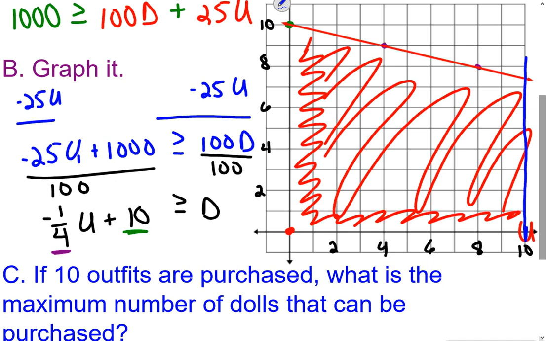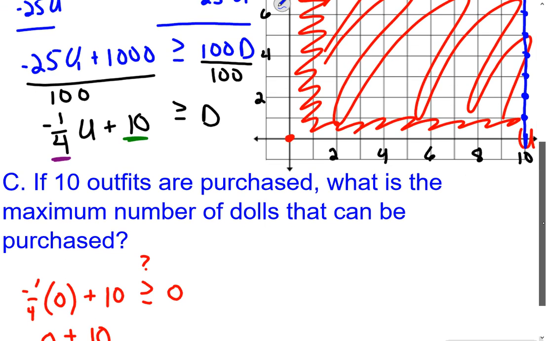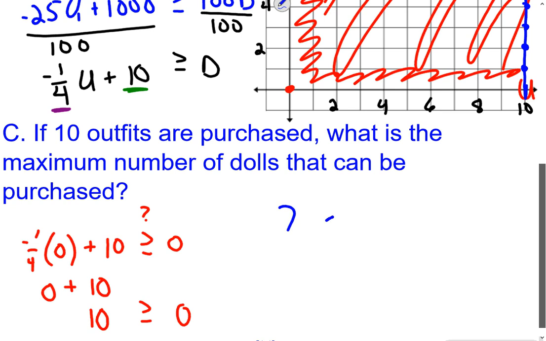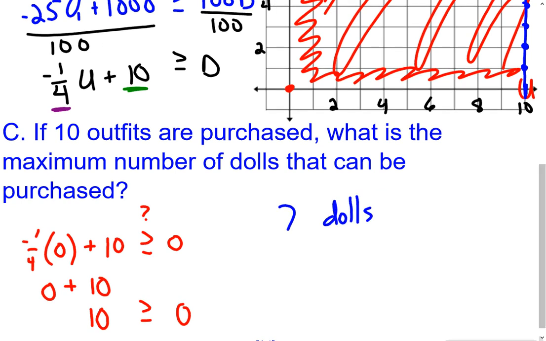Now, since dolls are integer values, you can't buy 1.3 dolls. We could buy 1 doll. Right here would be 2 dolls, 3, 4, 5, 6, 7. Now, based off of our line, we could buy more dolls, but that's part of a doll, so we can't do that. So the most dolls that we could purchase would be 7 dolls. And that would answer the question here.